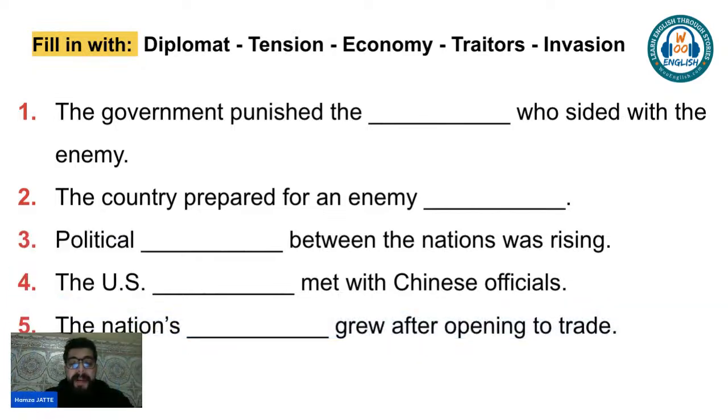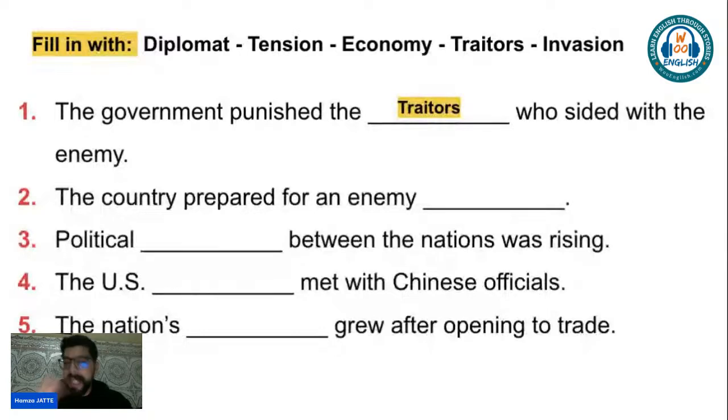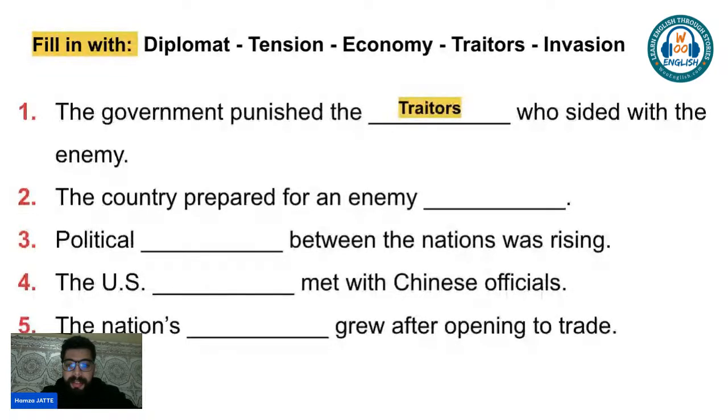Sergio says number one is traitor, and let us check. Number one is indeed traitors. So traitors, most of the time, actually, treason is one of the worst crimes that one can do against his or her country, and most of the time, the punishment for traitors is death. All right, number two, great. So you got number one correct, Sergio. Perfect.